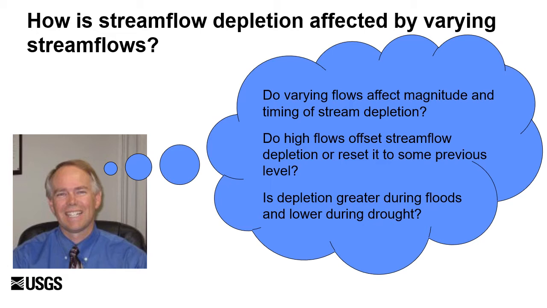Does the varying flow affect the magnitude and the timing of the stream depletion? Can high flows offset stream depletion or reset it to some previous level? Or another really good question: is depletion different during different climate times? So is it greater during floods or is it lower during drought? That's what we're attempting to address with this presentation, to look at the characteristics of stream flow depletion under these varying stream flows.